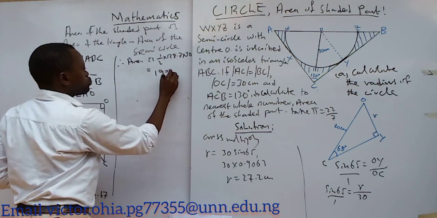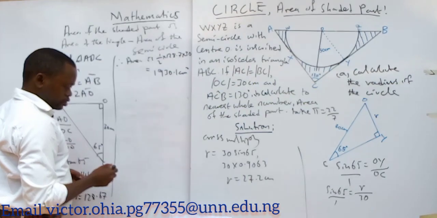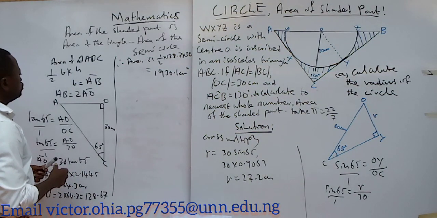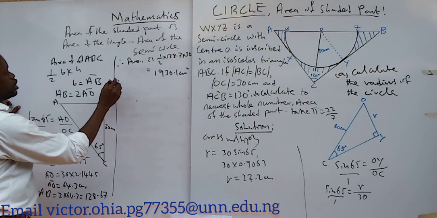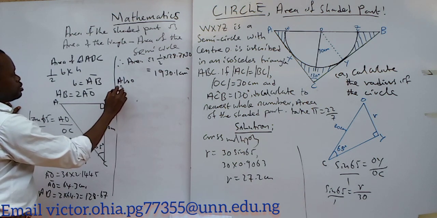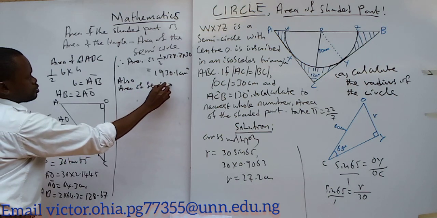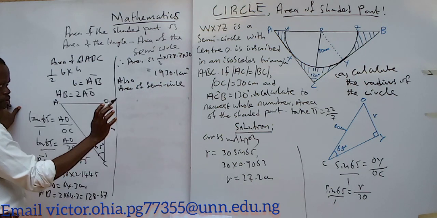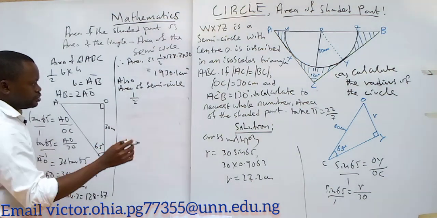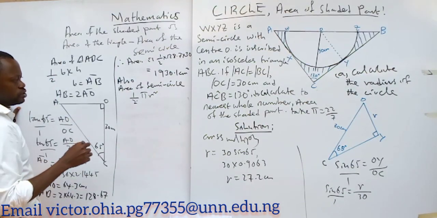30.1 cm squared. That's the area of the triangle. Okay. What about the area of the semicircle? Now say also, area of semicircle. Look at how I'm going to put it. It will be 1/2 because we are talking about half of a circle here. 1/2 pi r squared. Please, I'm sure you understood that.